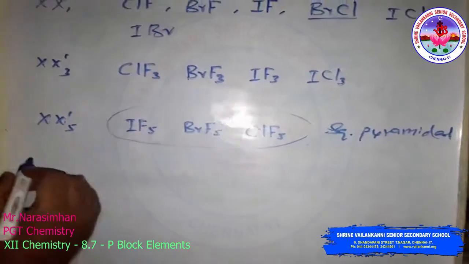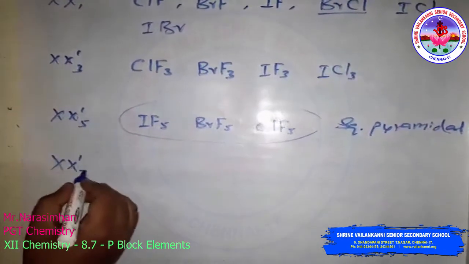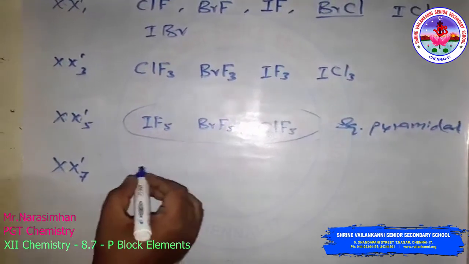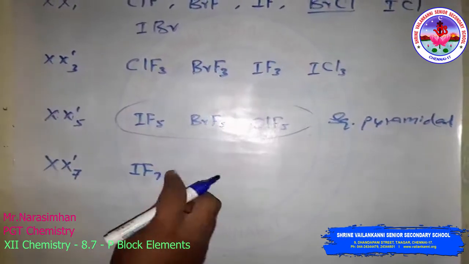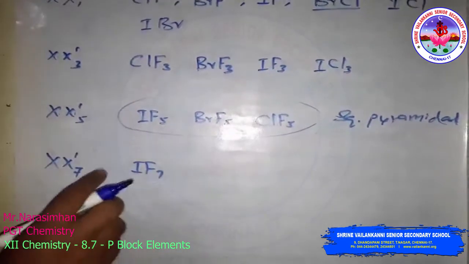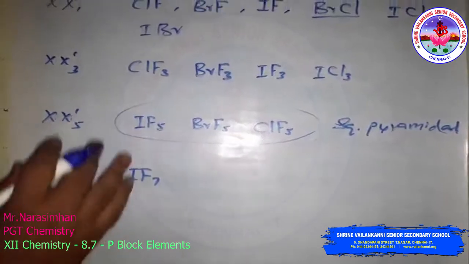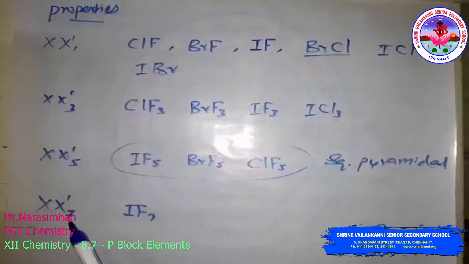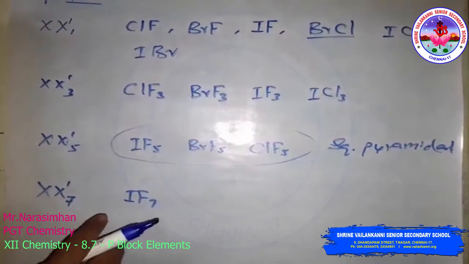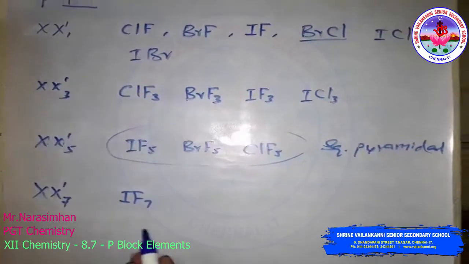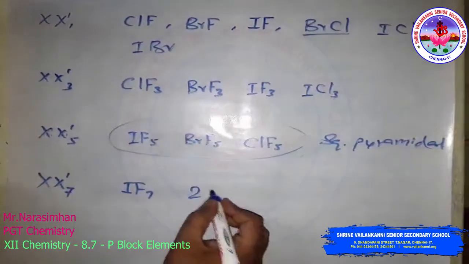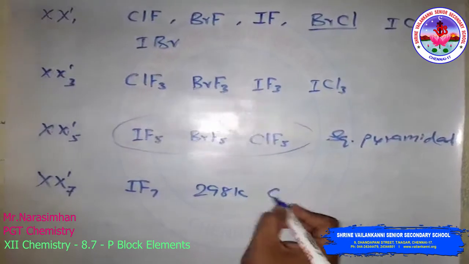Then compound XX'7. Here the only possible compound is IF7, a colorless gas, and the structure is pentagonal bipyramidal. So these are the properties and types of the interhalogen compounds. These are all covalent molecules, diamagnetic in nature, and volatile solids or liquids at 298 Kelvin, except ClF.